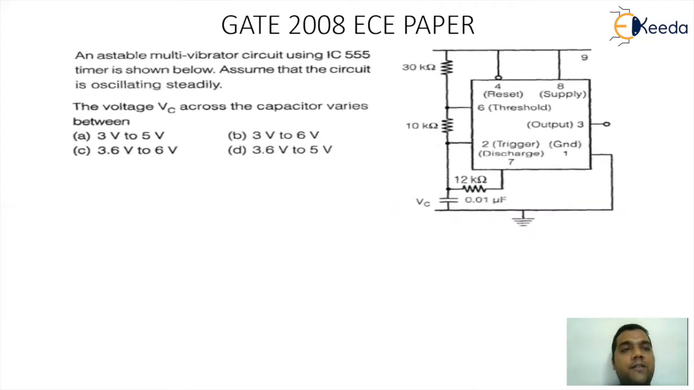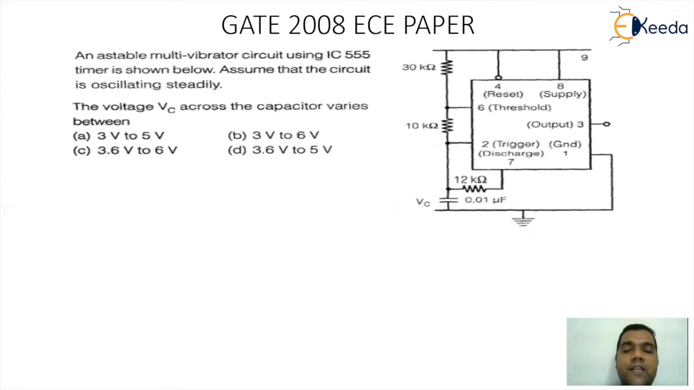Next question. This is from the GATE 2008 ECE paper. Let's have a look at the question. The question is, an astable multi-vibrator circuitry using IC 555 is shown. Assume that the circuitry is oscillating steadily. The voltage VC across the capacitor varies between.